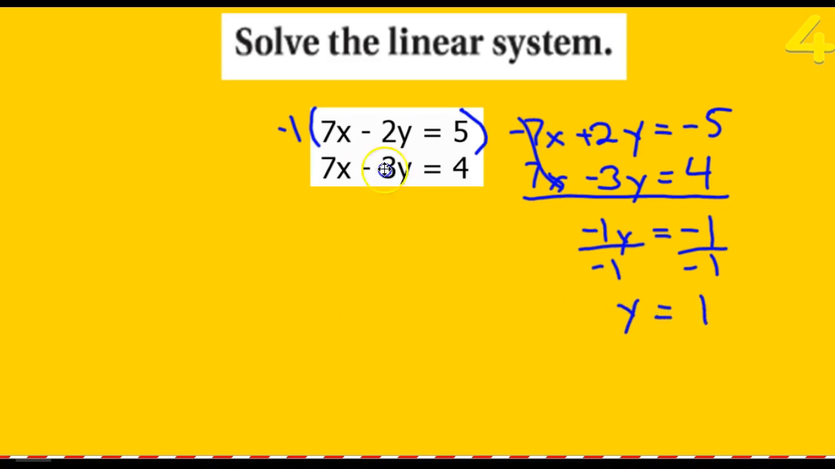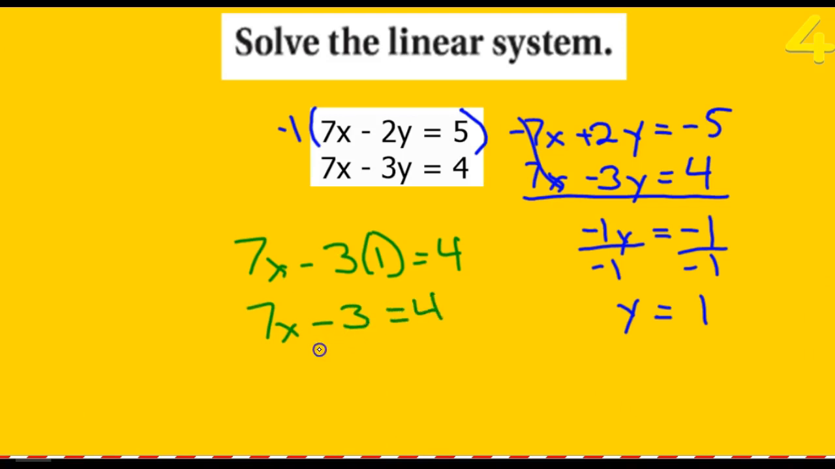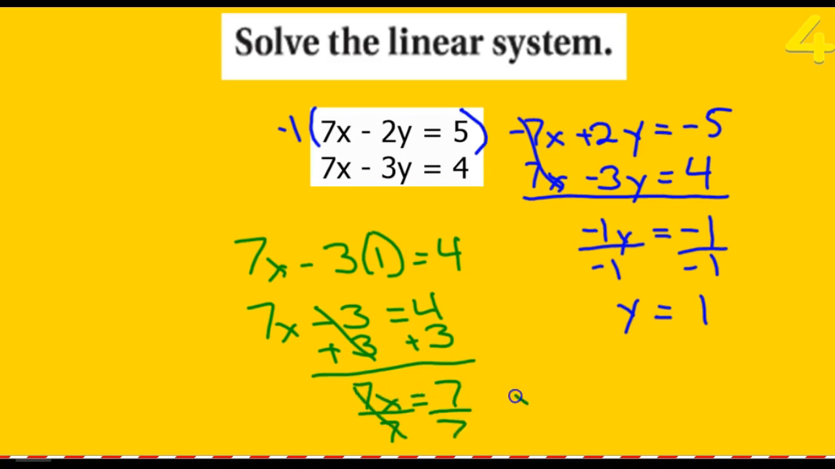So we can take that 1, plug it in for y. So we would have 7x minus 3 times 1 equals 4. 7x minus 3 equals 4, and then we add 3. So 7x equals 7, divide by 7, and x equals 1 as well. So our solution is 1, 1.